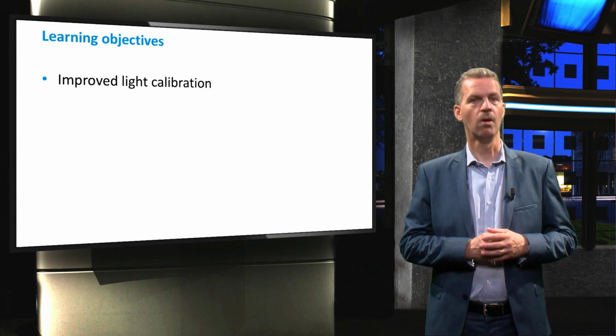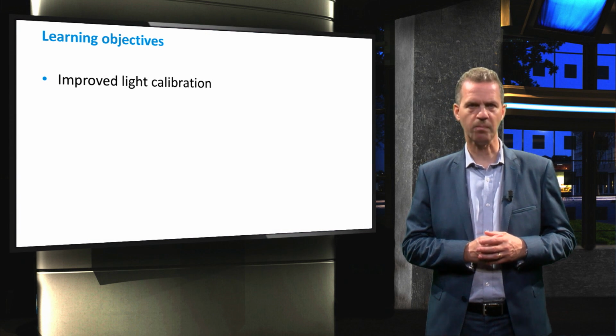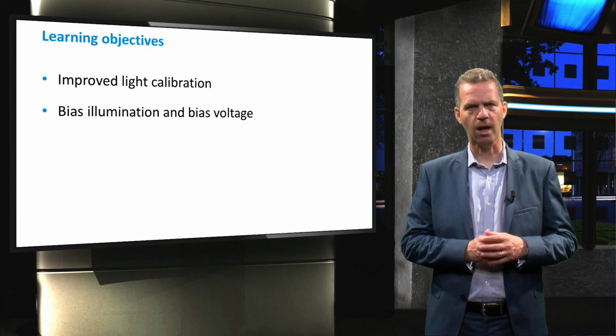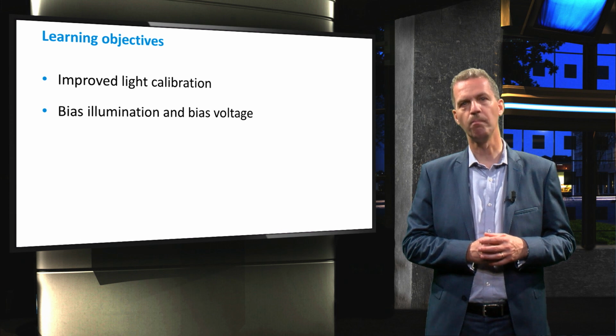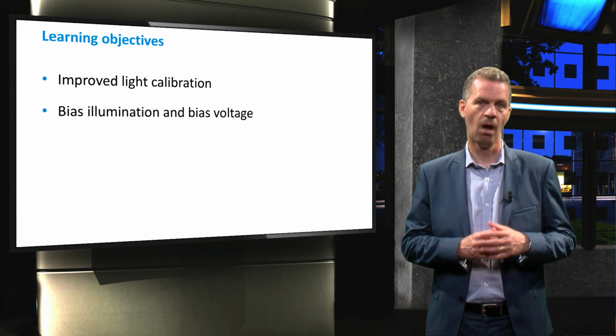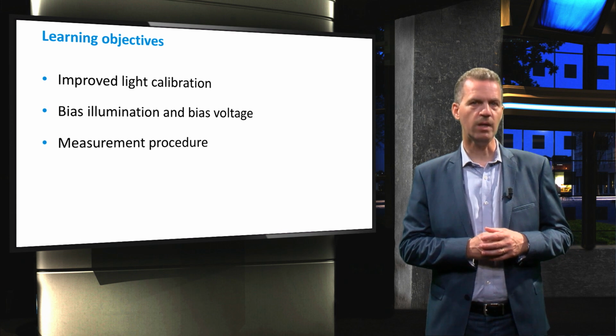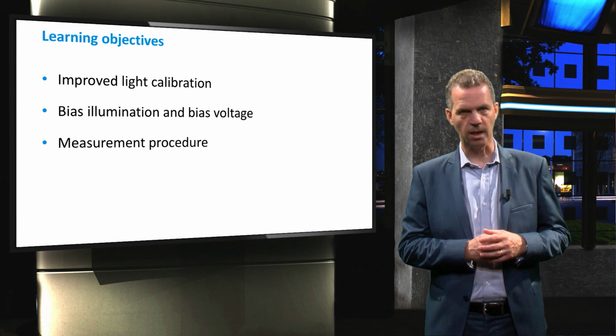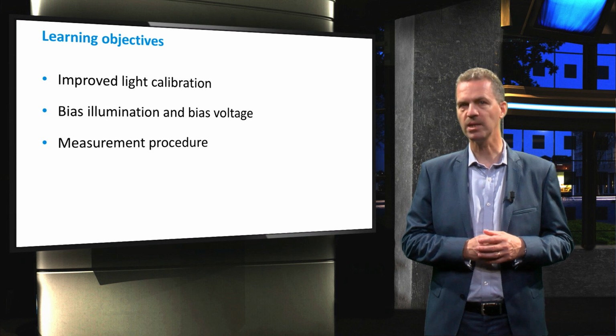In this video we will show how the basic setup can be improved, as well as how multi-junction solar cells can be measured by using bias illumination and bias voltage. Finally, we will show a video of a lab scale EQE setup, and we will demonstrate how a measurement is performed.